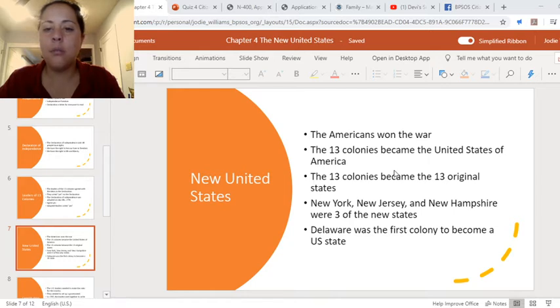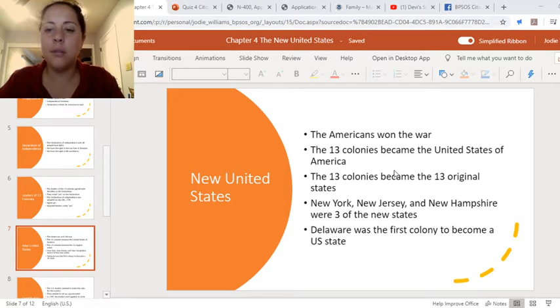Can you write 3 more original colonies that became states? Please comment with your answer and write 3 more original colonies that became U.S. states. New York, New Jersey, and New Hampshire were 3. Can you write 3 more? Please write 3 more states that were original colonies before.